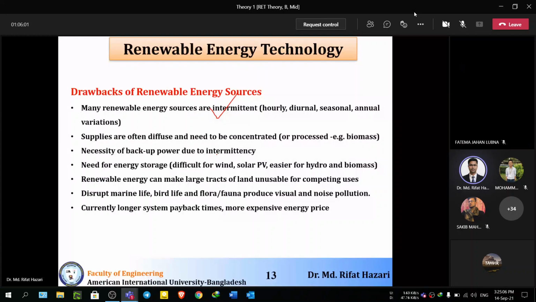What about the next one? The next one, the major disadvantage, is that it requires a backup system. For example, if you consider Dhaka city, the climate is cloudy. Okay, so due to this cloudy condition, you will not get any irradiance.